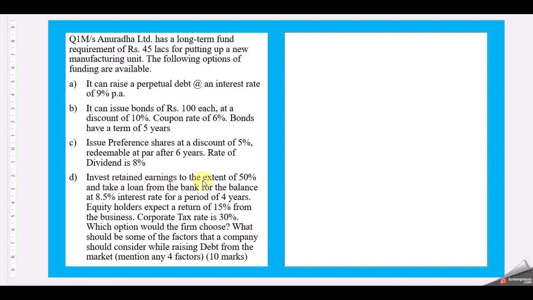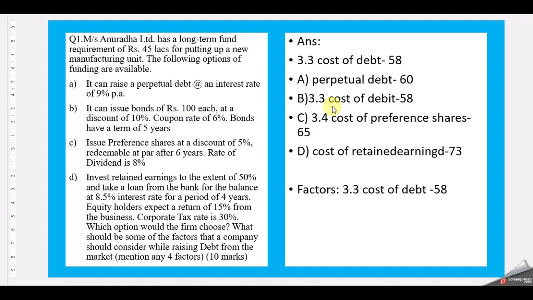Invest retained earnings to the extent of 50% and take a loan from the bank for the balance at 8.5% interest rate for a period of 4 years. Equity holders expect a return of 15% from the business. Corporate tax rate is 30%. Which option would the firm choose? What should be some of the factors that a company should consider while raising debt from the market? Mention any 4 factors. Okay, so we can find cost of debt in chapter 3.